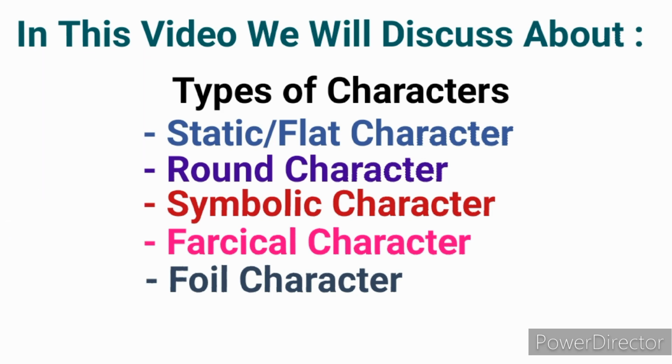Guys, in this video we will discuss the types of character. First we discuss the definition of character, who is called a character, then the types of characters. The first type of character is static or flat character. The second one is round character. Third is symbolic character. Fourth is farcical character. And the fifth and the last one is foil character.